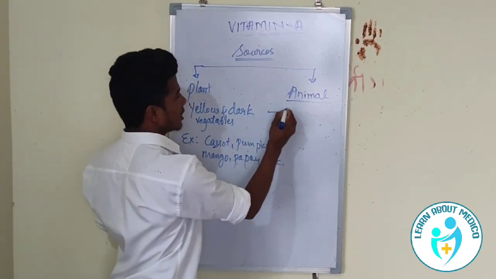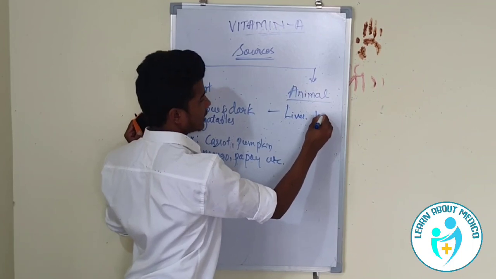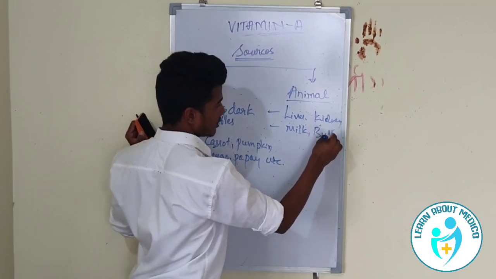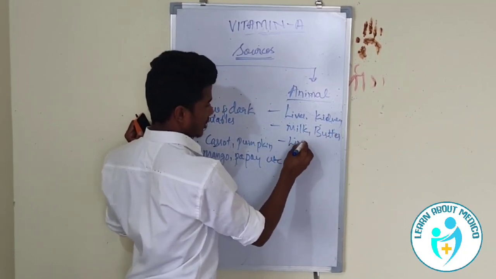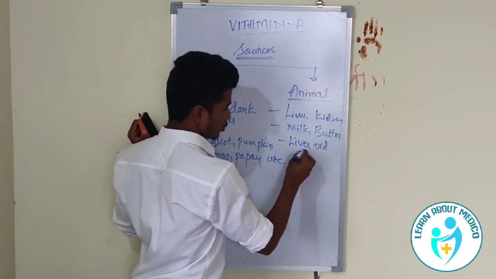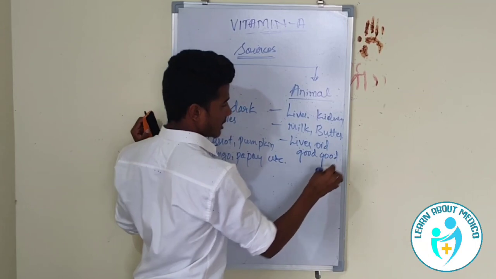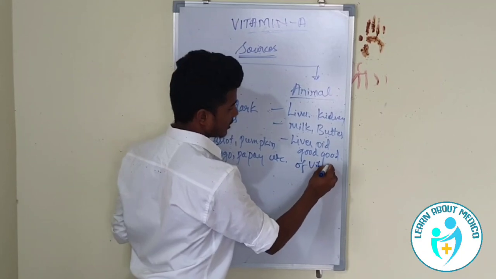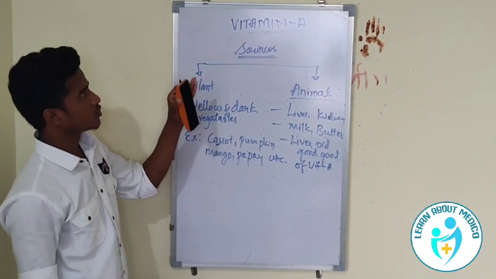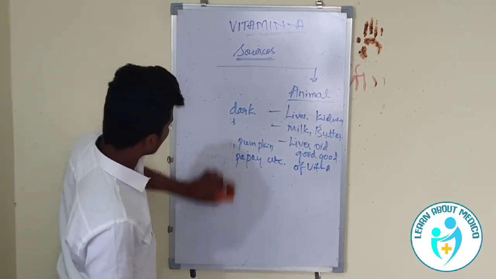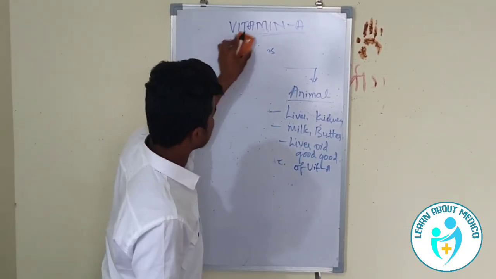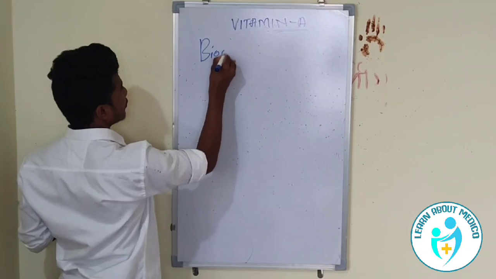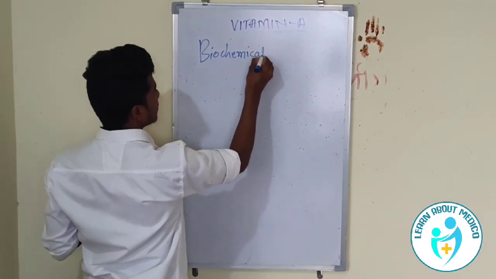And in the animal sources, the liver, kidney, milk, butter, and liver oil. Liver oil is a good source of vitamin A. This is all about the sources of vitamin A. After this, we move on to the biochemical functions of vitamin A.